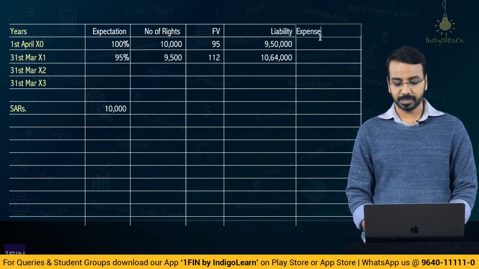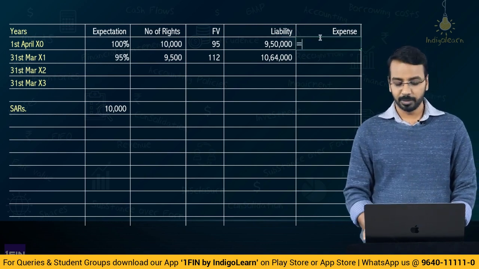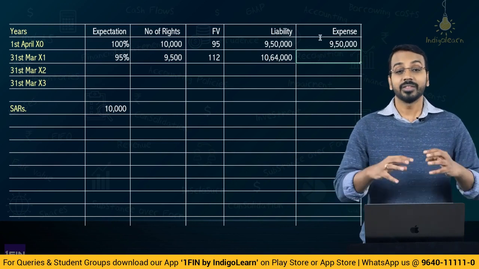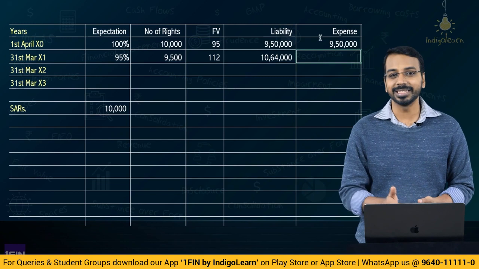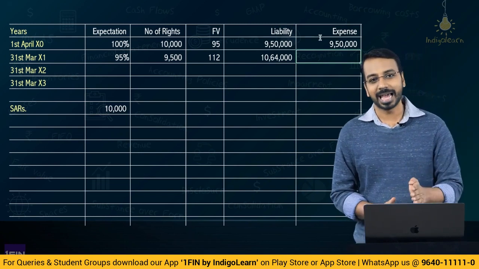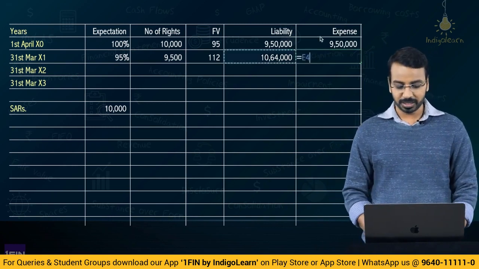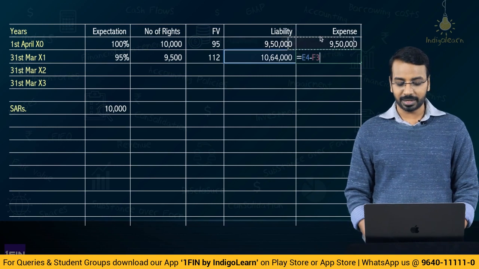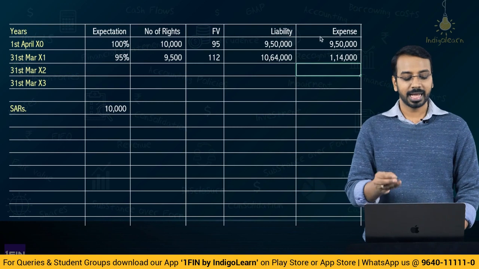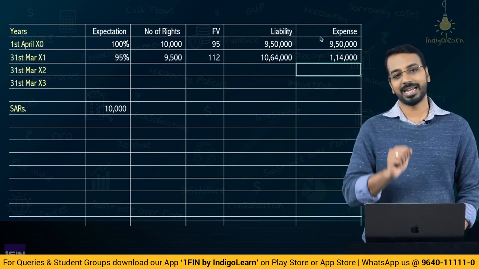Now, how much should be the expense? The expense at 1st of April of year 0 will be the entire 9,50,000. Now, the fair value of liability has increased from 9,50,000 to 10,64,000. When there is an increase in liability, what will you do? You will also increase the expense, you will also book an expense. So the difference of 10,64,000 minus 9,50,000, that is 1,14,000 of additional expense, has to be booked as on 31st March of year 1 because you have remeasured the liability.